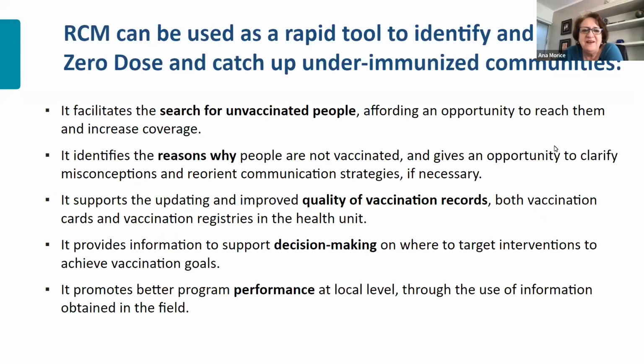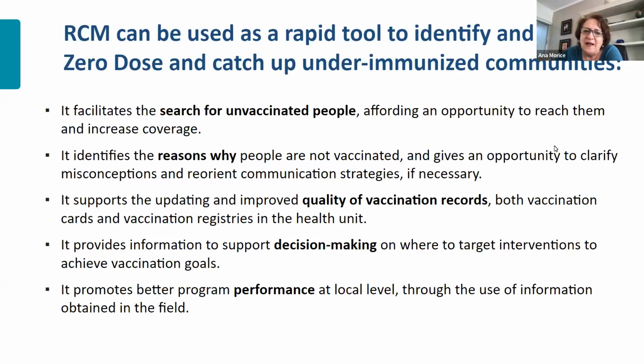And in this moment, after the pandemic, RCM can also be used to identify and reach zero dose children, and to conduct or guide catch-up in under-immunized communities, because it facilitates how to search for the unvaccinated people, and it identifies the reason why the children or the people are not vaccinated. It also provides an opportunity to clarify misconceptions and to guide the communication strategies if necessary. It is important for the field teams to go to the field and talk with the people in their households. So it provides very helpful information at the local level.